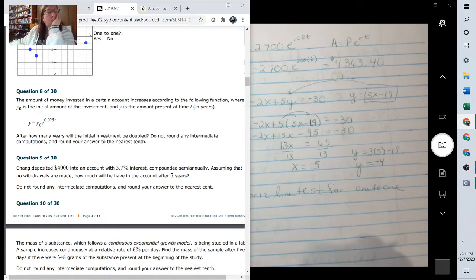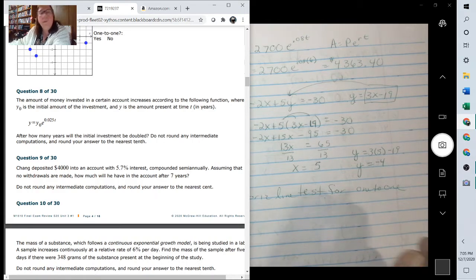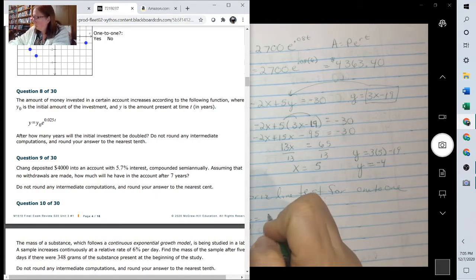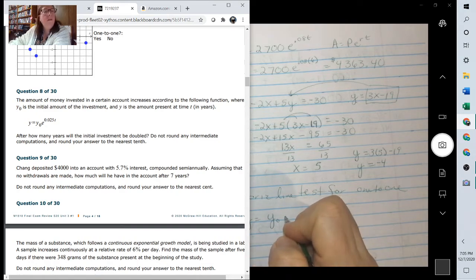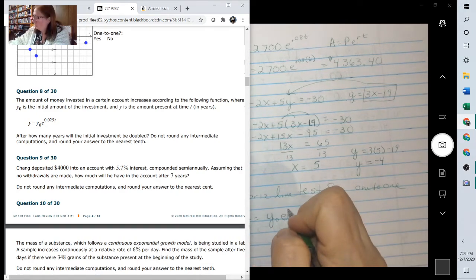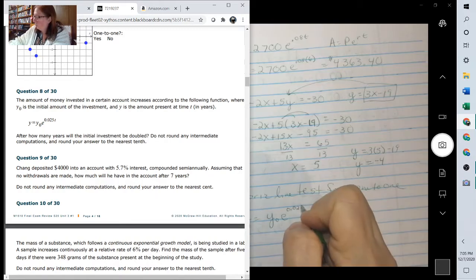Number 8. The amount of money invested in a certain account increases according to the following function. Y equals y sub 0 e to the 0.025t.